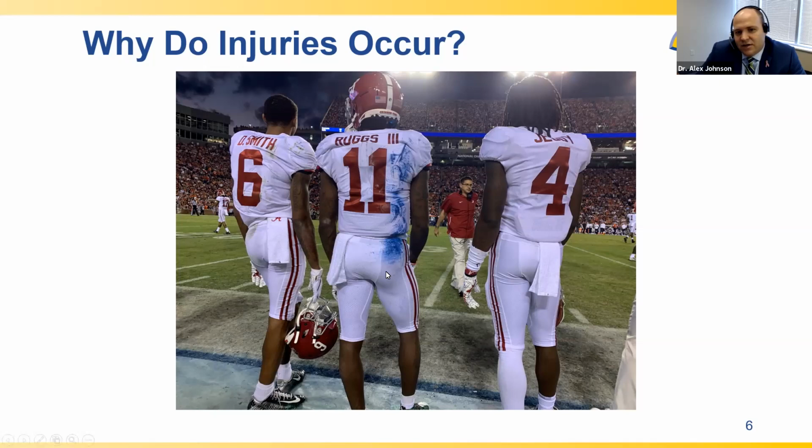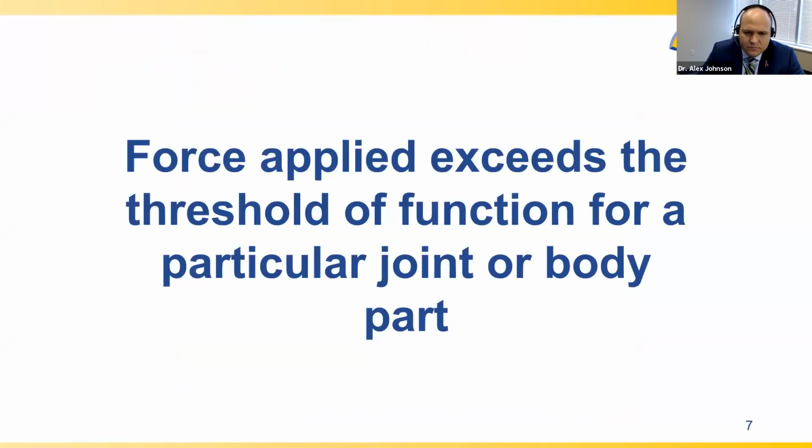For these guys, it's maybe pretty obvious why an injury occurred. They're running down the field going 22 miles per hour and they get hit in the knee. But I want to get into that a little bit more and have a framework of why we experience sports and activity related injuries. If you think of it this way, the reason that we get injured is because we have a force that's applied to a joint that exceeds the threshold of function for that particular joint or body part.